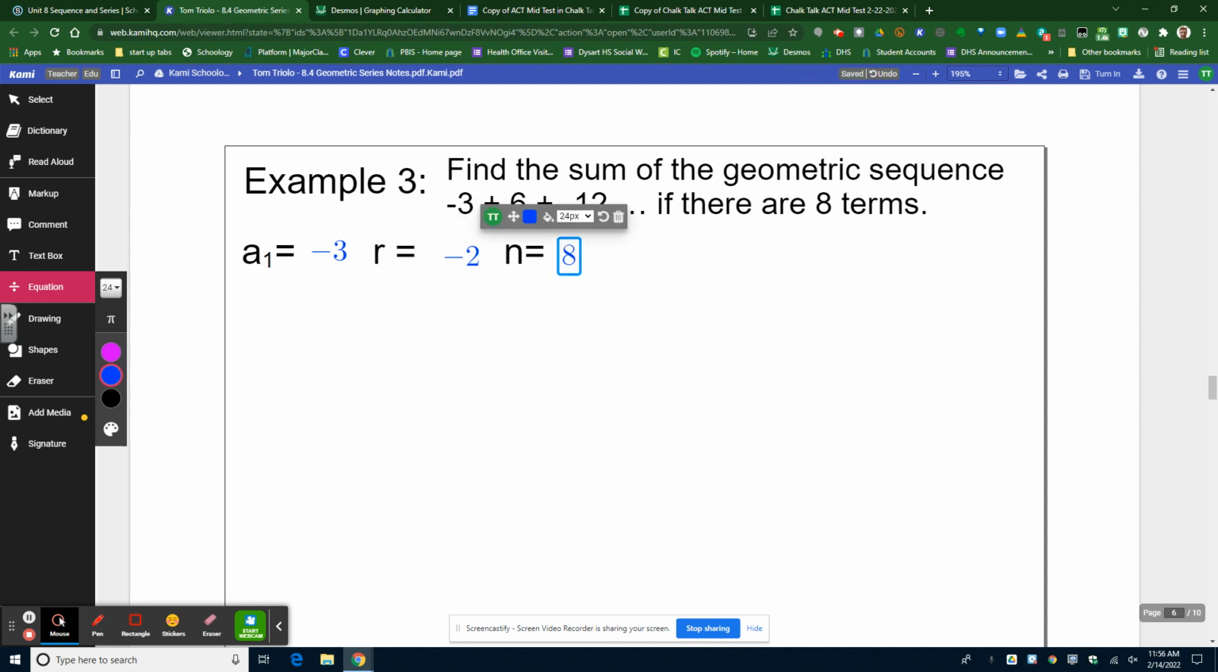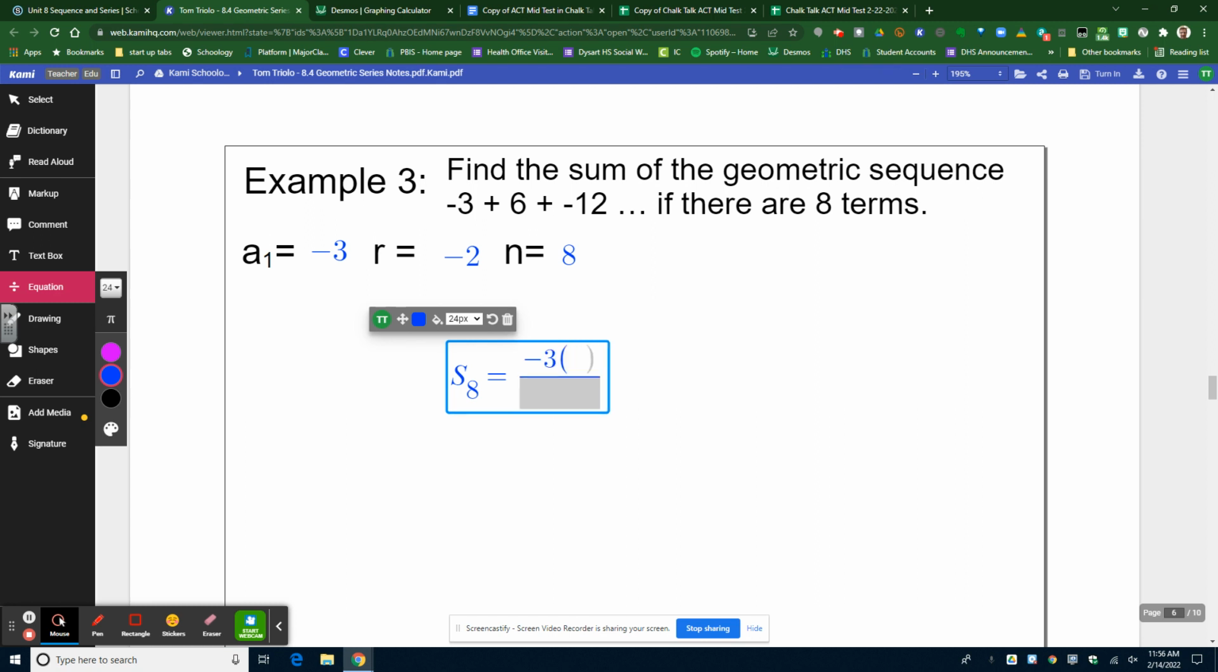And then this is just straight use the formula. You don't have to use a formula. If you wanted to find the next 5 terms, you could do so. It wouldn't take you that long. Okay. S sub 8 is equal to a fraction bar. First term is negative 3, parentheses, 1 minus, parentheses, negative 2, close it, to the power of 8, all over 1 minus negative 2. I'm going to slow myself down.